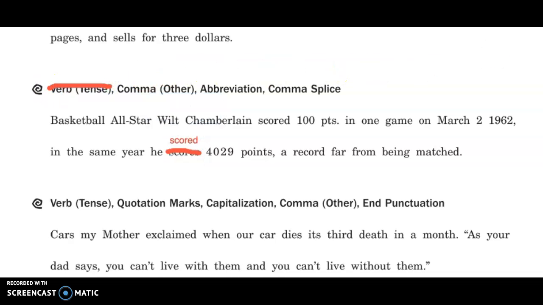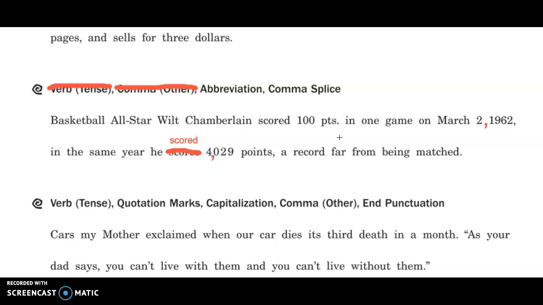Next, I'm going to add 2 commas. The first comma I'm going to add is going to be after the 2 to separate my day from the year. And lastly, my second comma is going to be added in between the 4 and the 0 in this number. That takes care of my comma errors.